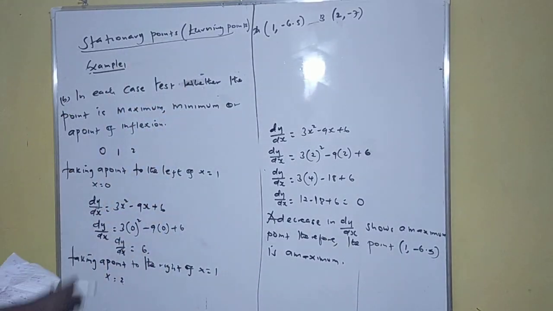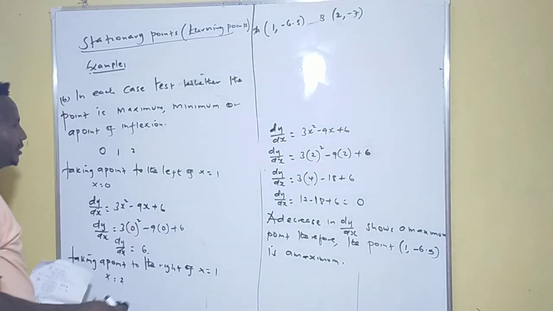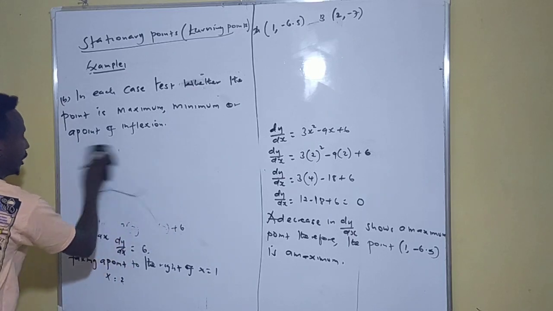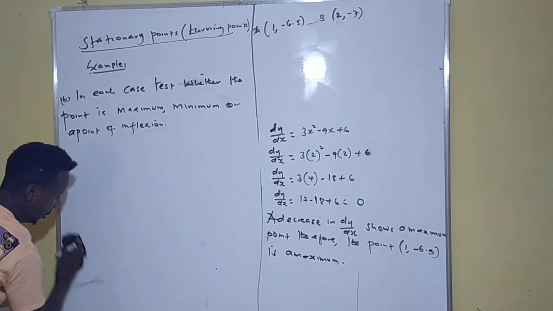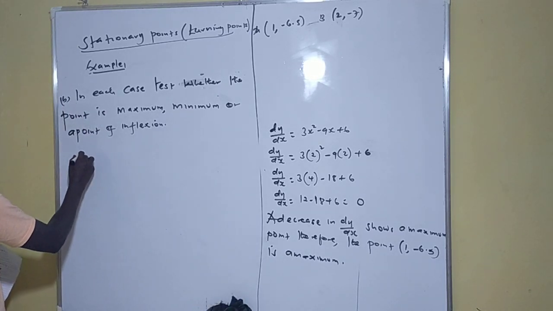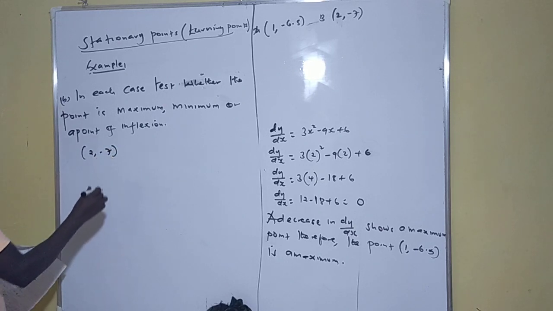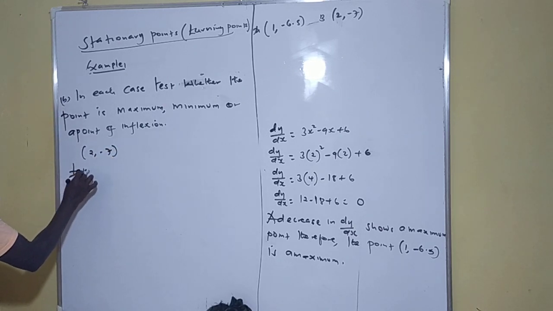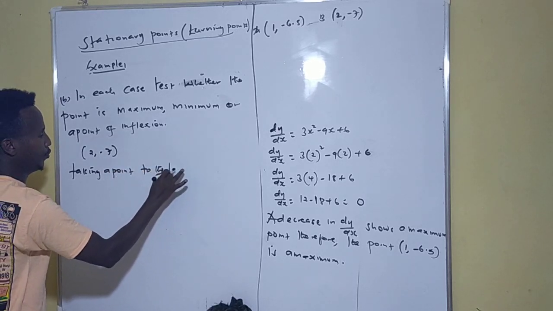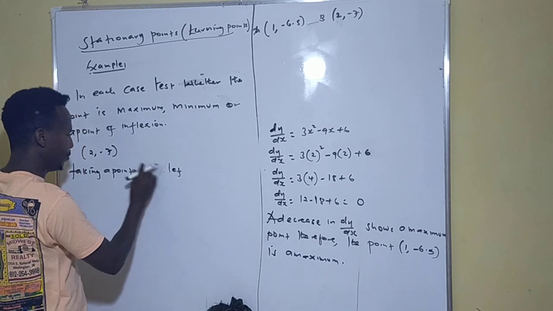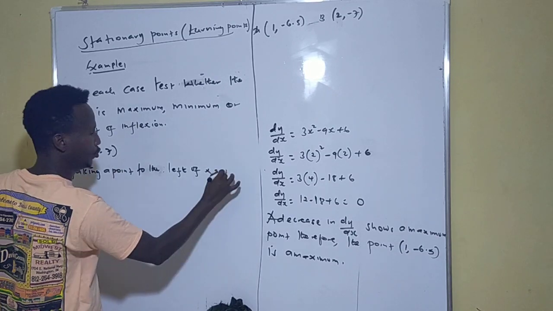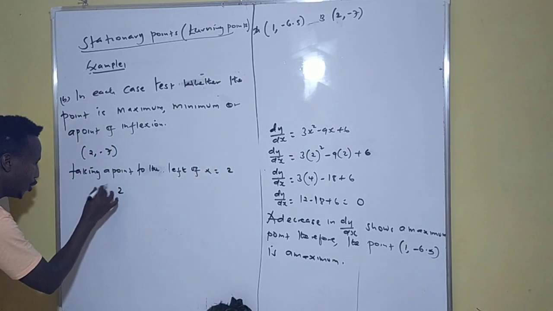So now let me test also the other point, which is 2, negative 7, and that is the minimum, of course. Let me test also that point. Take the point 2, negative 7. So let me say, checking a point, taking a point to the left of x equal to 2. When x is 2, left of x is what?